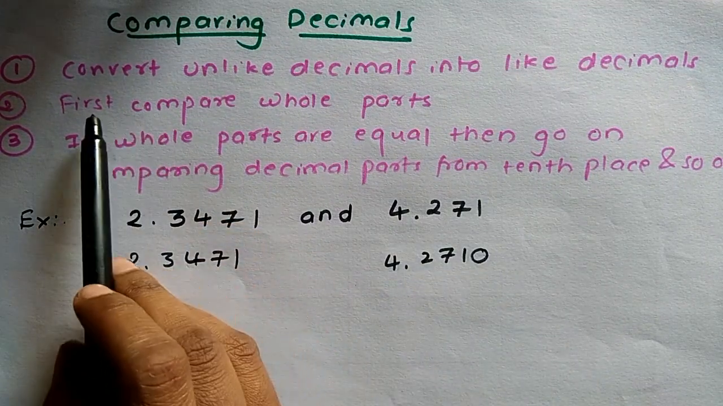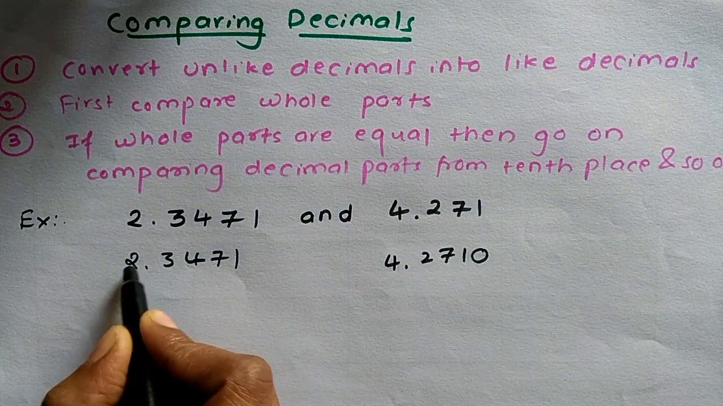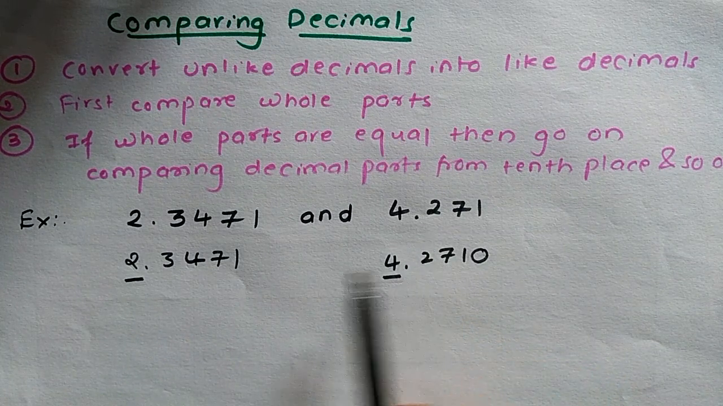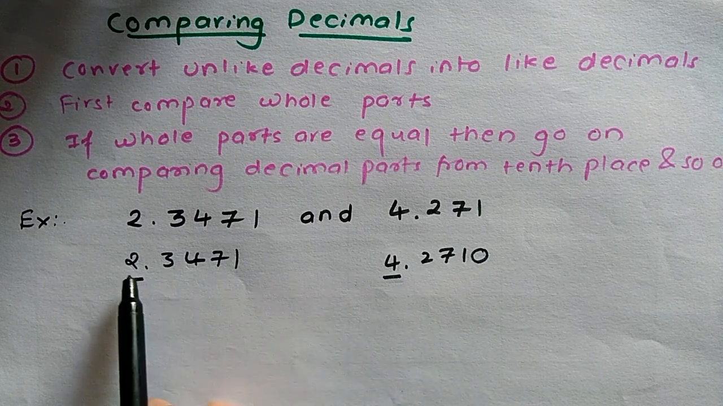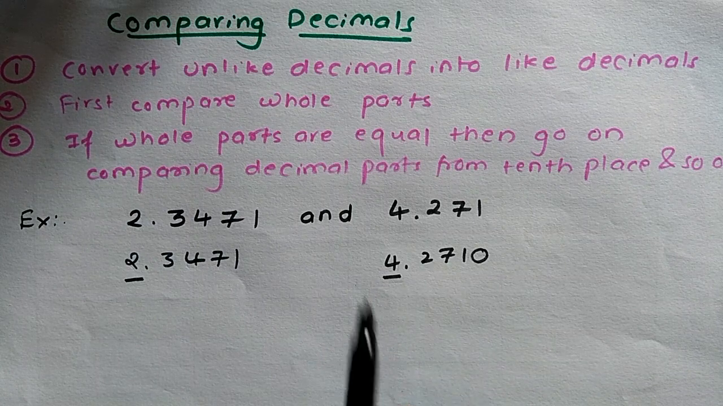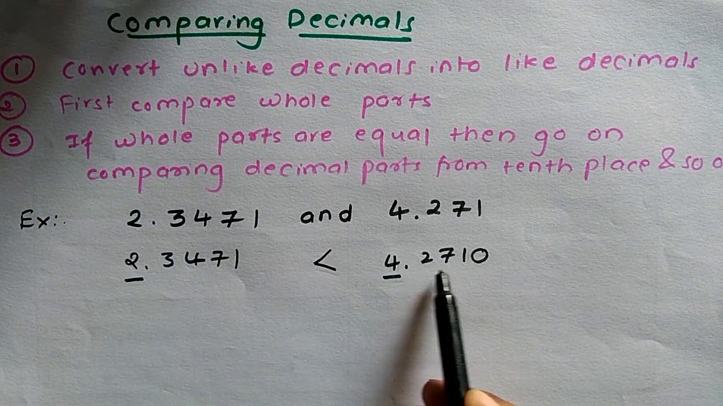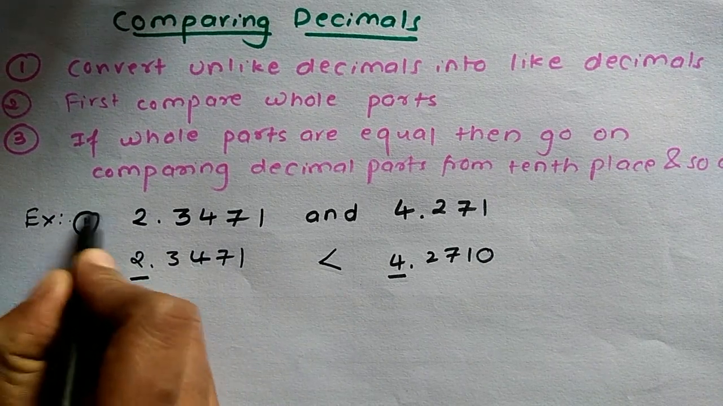Now, as I told you, first compare the whole part. So this is the whole part. In whole part we have 2 here and here we have 4. So here only we can get which decimal is greater. As this comes in one place, this also comes in one place, but 4 is greater. So this decimal is greater. Don't go on comparing the further parts. First you have to start with the whole part. Here itself you got the answer.